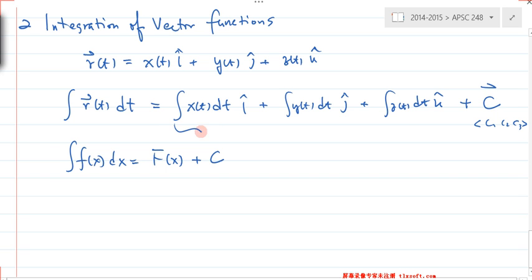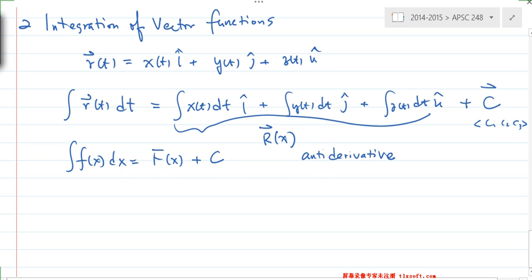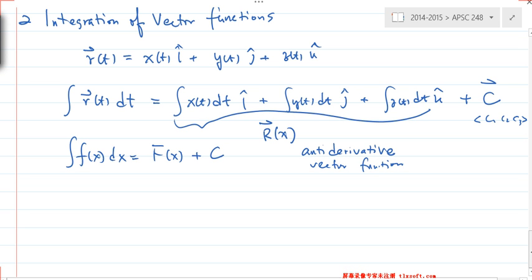So you can call this portion, just like this capital F of x, another vector function. That's basically the antiderivative, right? The antiderivative vector function.